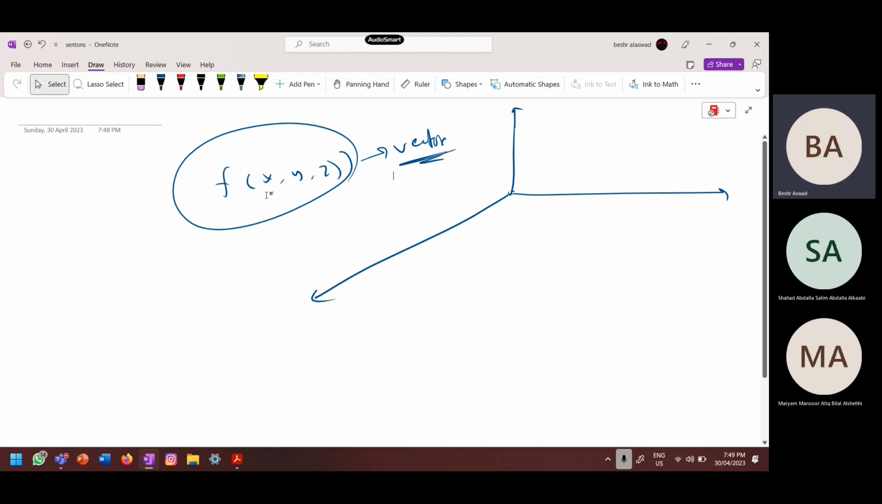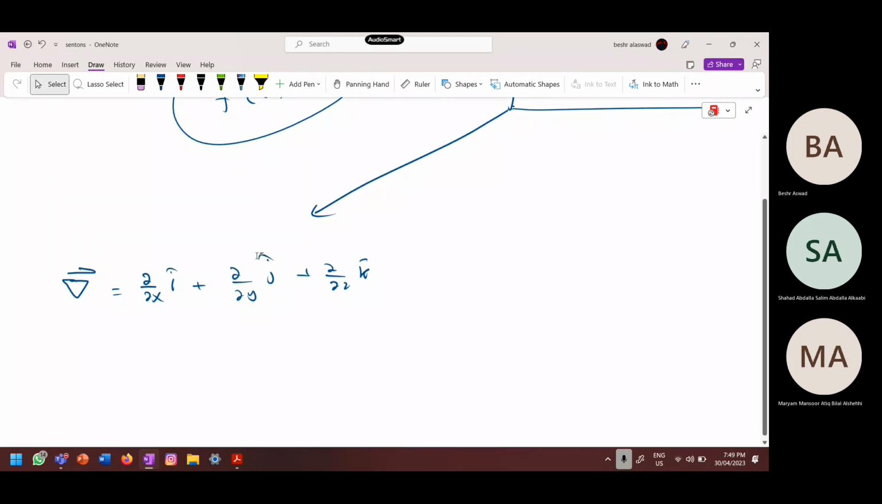Now, to represent a vector in 3D space, you're going to be introduced to this concept, which is called the gradient. The gradient function or the gradient vector. The gradient vector is mainly partial over partial x i hat plus partial over partial y j hat plus partial over partial z k hat. This is the gradient vector.